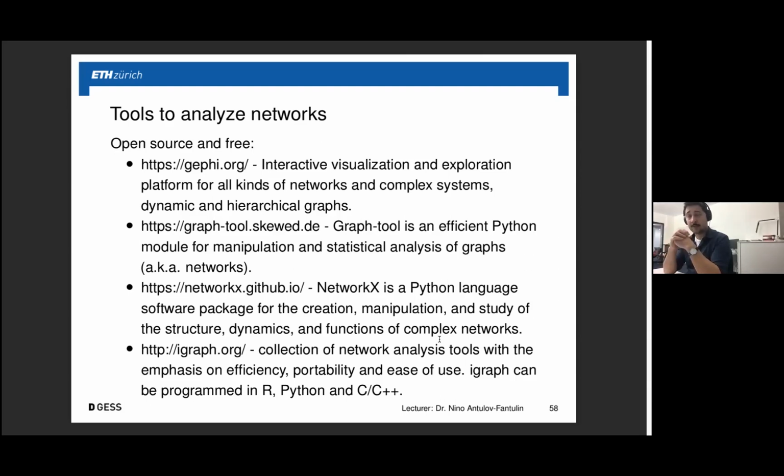There is graph-tool, which is an efficient Python module for manipulation of graphs. This one you would use for scalability, though it's not that intuitive. You have NetworkX, that one is more popular. It's a bit, I would say, easier to use than graph-tool, depending on which background you are coming from. And you have iGraph, okay? That's also good. iGraph can be programmed in R, Python, and C or C++.